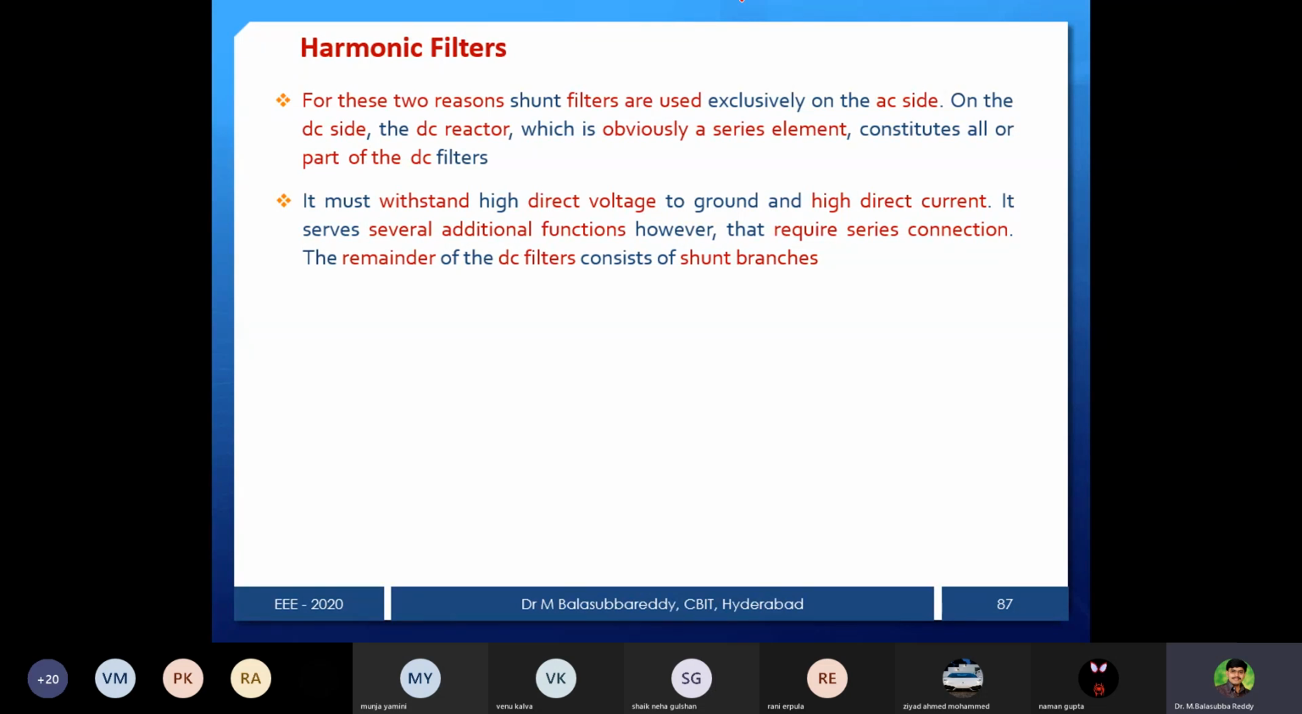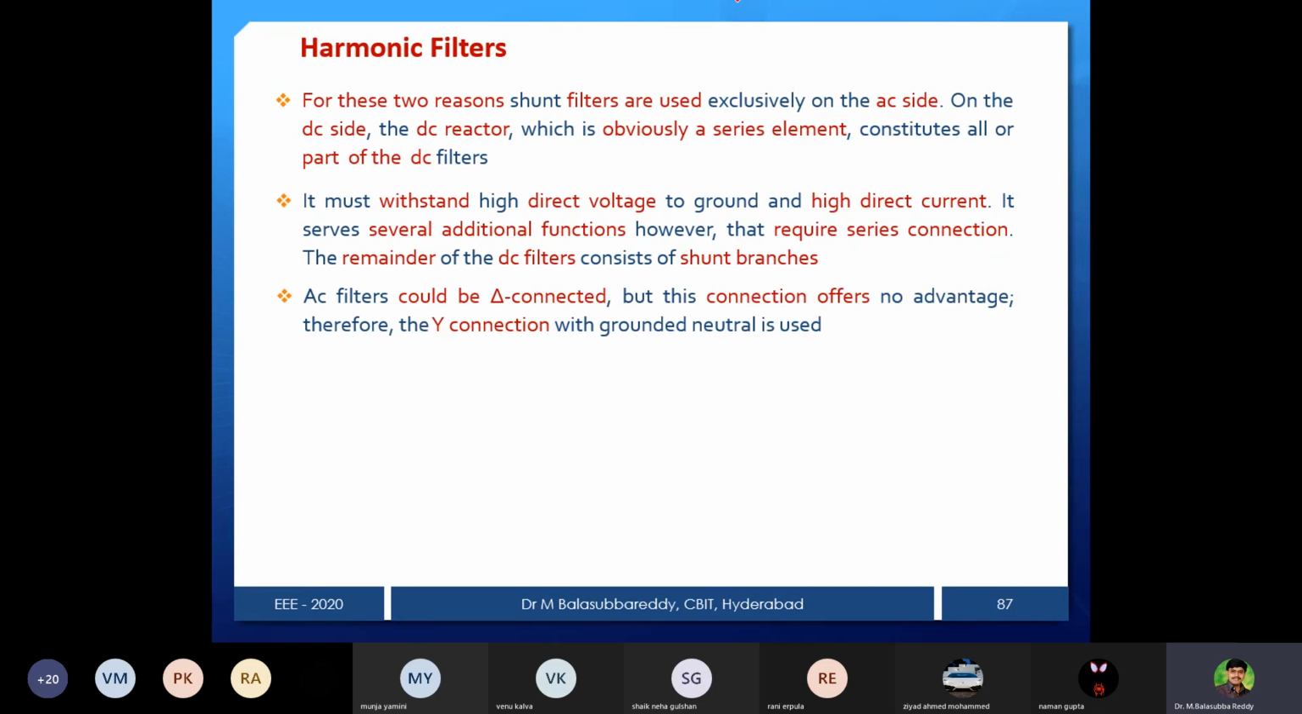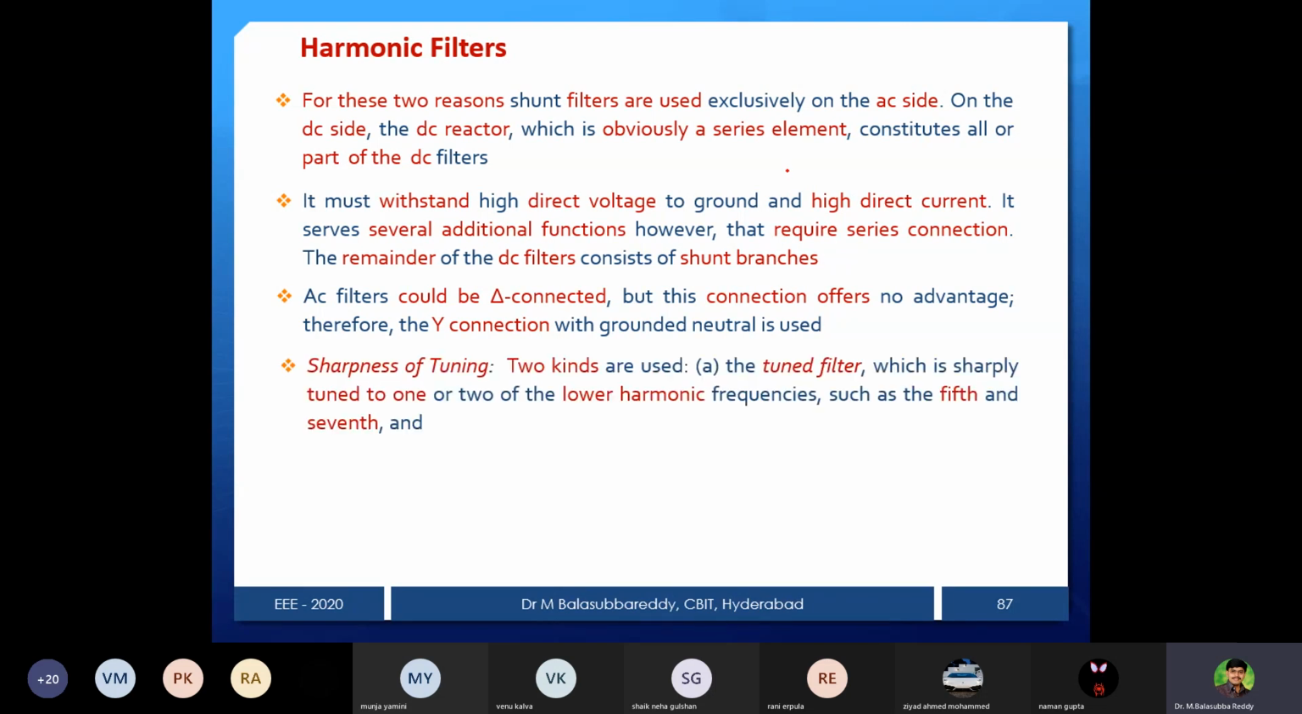The remainder of the DC filter consists of shunt branches, and the filter could be delta connected, but that connection offered no advantage. Therefore, star connection with grounded neutral will also be used. Then sharpness of tuning. I already mentioned in the previous part the connection-wise location, the type of connection and the type of tuning. So all these I just briefly explain in one or two sentences.